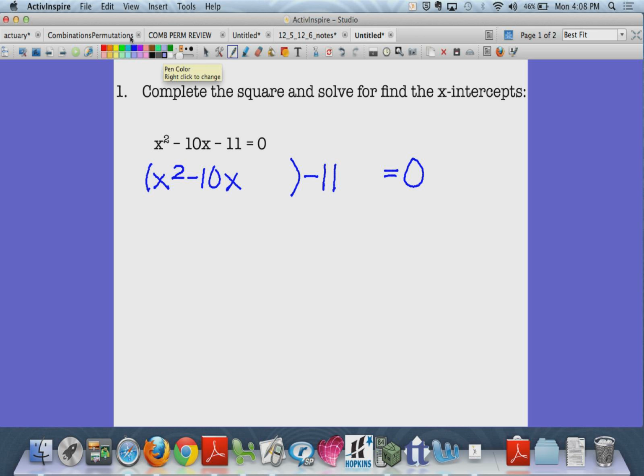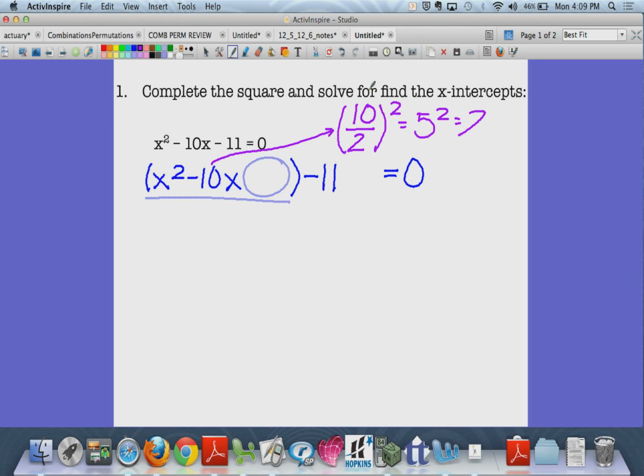Then what we have to do is figure out what is the number that will go here so that this polynomial will factor as the same binomial twice, basically be a perfect square. The way we're going to find that is we're going to take the coefficient of the x term, which is 10, technically negative 10, but we can just use 10. Divide it in half, always divide it in half, and then square it. So half of 10 is 5, 5 squared is 25. 25 is the perfect number.